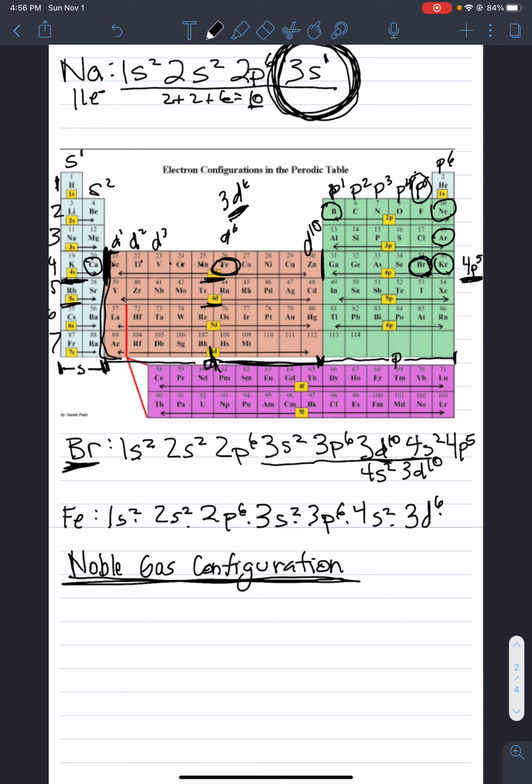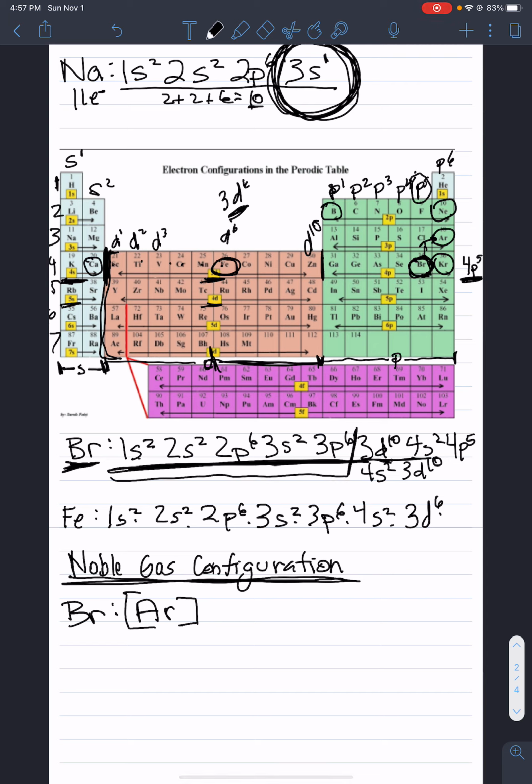So we have to tell ourselves that we know that all of these are a certain noble gas. So for Br's noble gas configuration, you're going to go up one row and go over to the noble gas. You're going to say it's going to be similar to Ar, but it's also going to have these extras on the end. So we're going to have Ar, and then Ar's electron configuration is going to have a 3p6 as the ending. So up until this point, this is Ar's electron configuration.